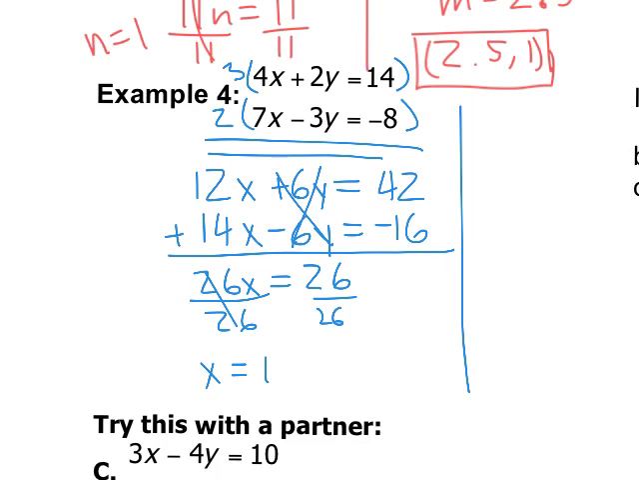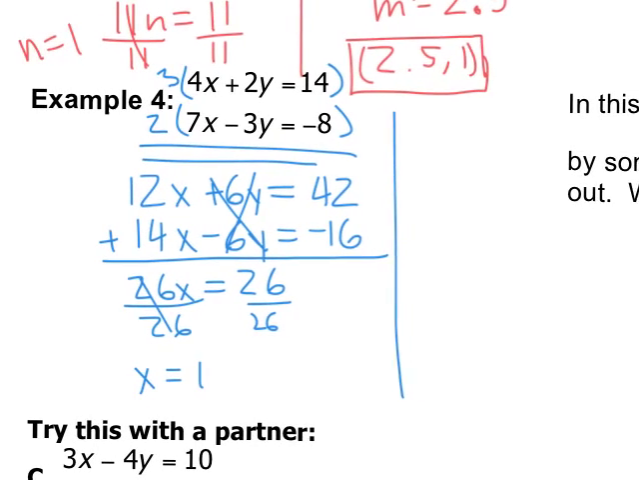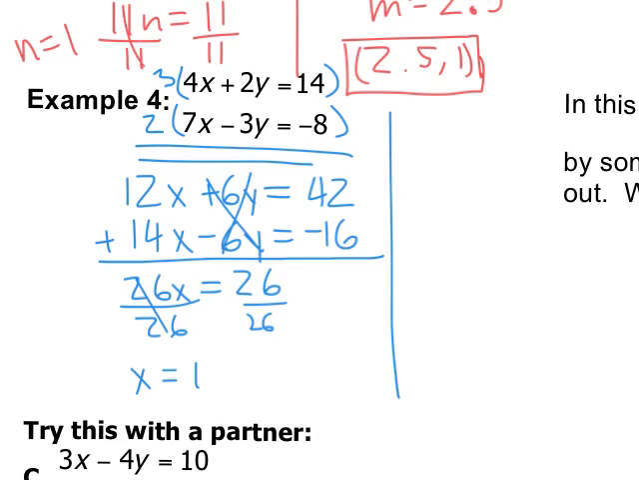Okay, I need to find the other half. I'll let you guys choose. Do you want the top or bottom equation? Top? Sure. No negatives. So we have 4 times the x value we just found, which is 1, plus 2y equals 14.